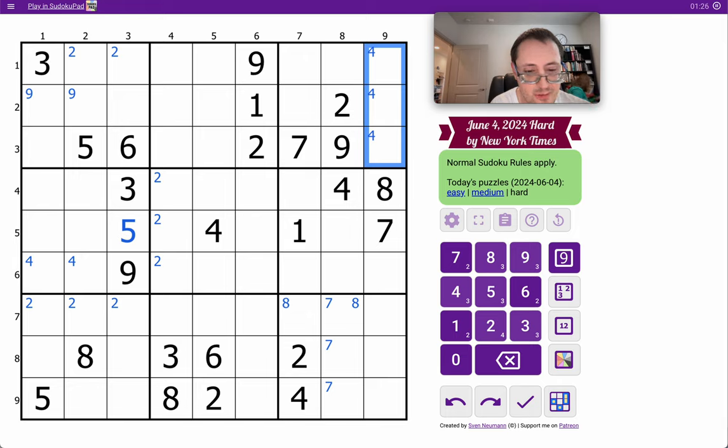Okay, without 7 and 4, I've got one. Oh, I can place a 2. 2's in column 7 and 8. We'll place it in box 9. No, it's 6, actually. Right there. No, that's not 2.